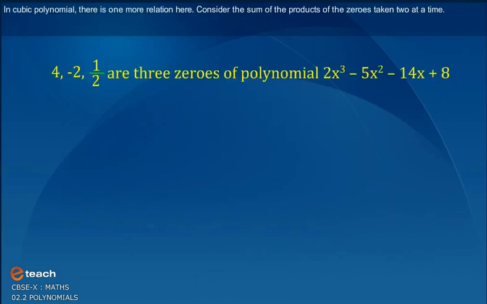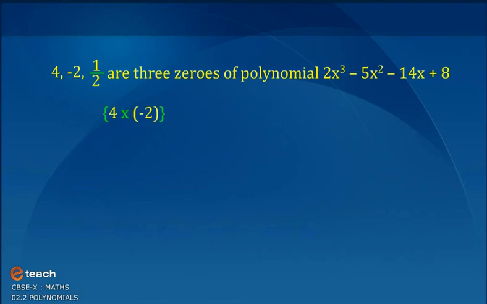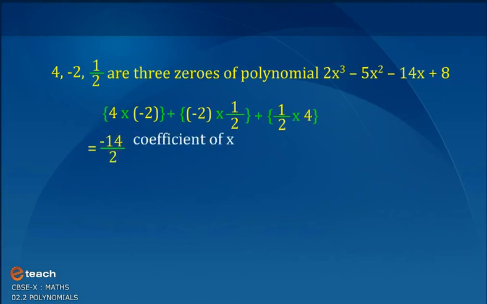Now in a cubic polynomial, there is one more relation. Consider the sum of the products of the zeros taken 2 at a time. We have 4 into bracket minus 2, plus into bracket minus 2 into 1 by 2, plus into another bracket 1 by 2 into 4. And the result of the sum of the products we get is minus 14 by 2. Now minus 14 is the coefficient of x and 2 is the coefficient of x cube.